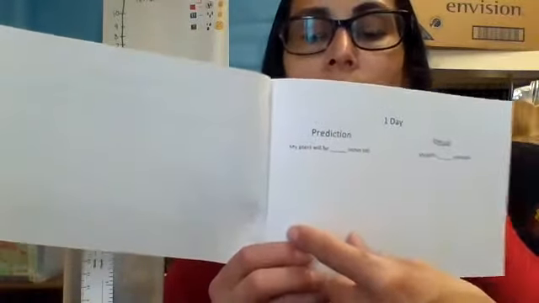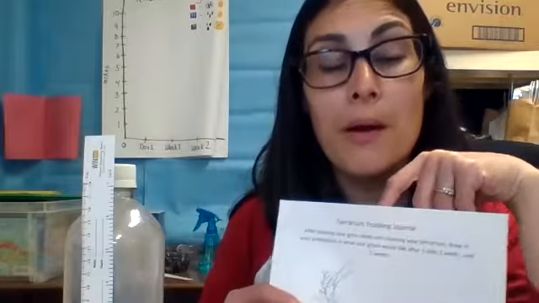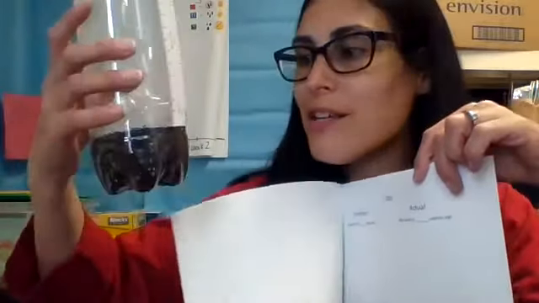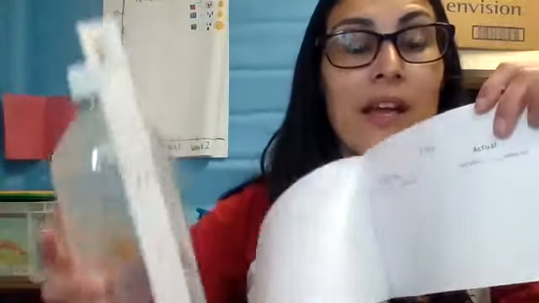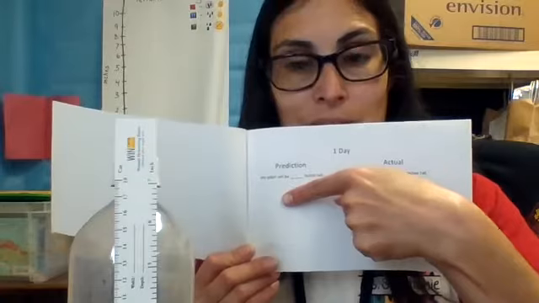And draw what you think your picture is going to be, what the grass is going to look like in the bottle. And then tomorrow, you're going to open up your journal, and you're going to get your plant bottle out, and you're going to see, what happened? And you're gonna draw it right here. We'll do that in our meeting tomorrow. But for now, I want you to write your prediction about what you think might happen tomorrow.